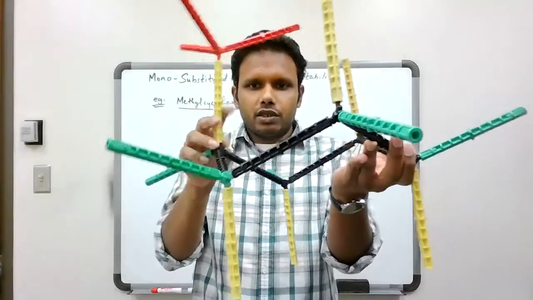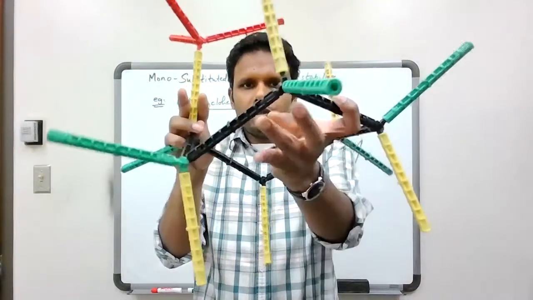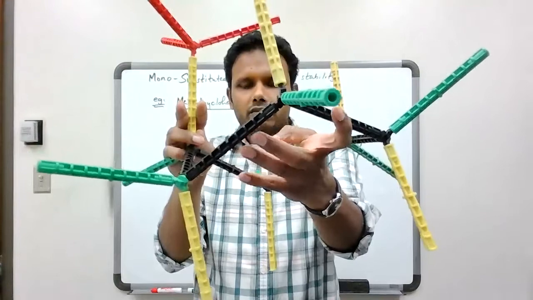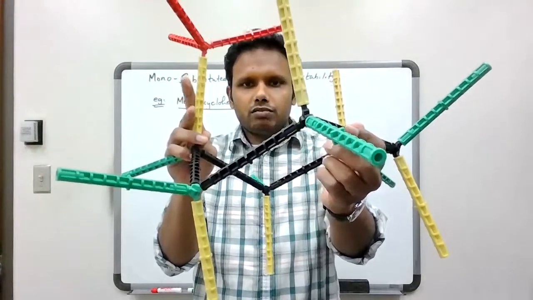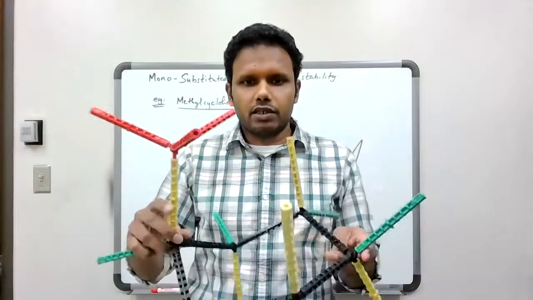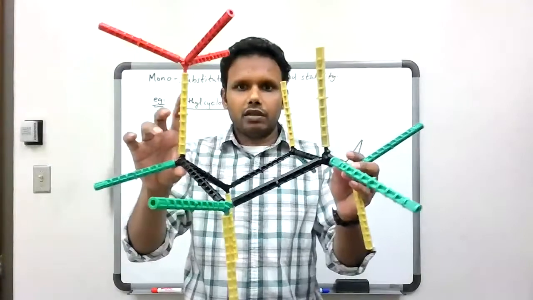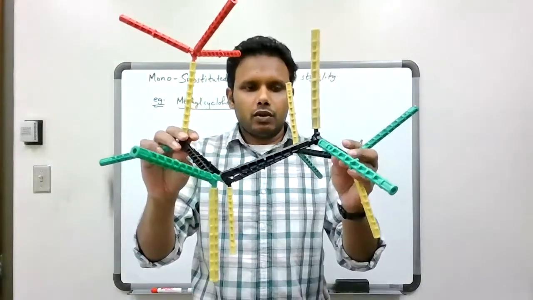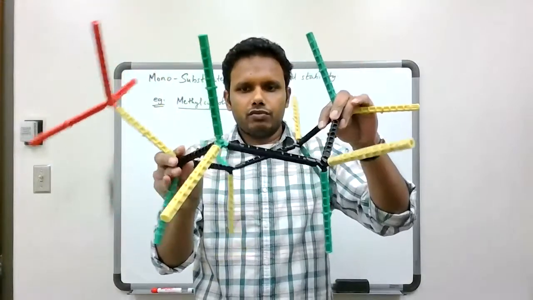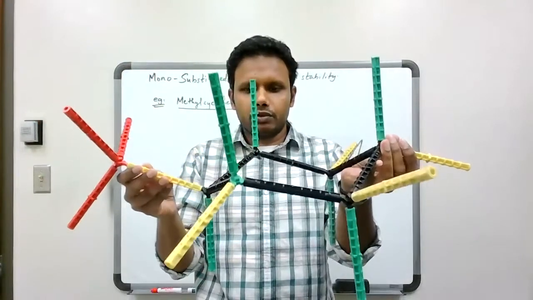So there is a Gauche interaction here, between this bond, the one that I'm touching with my fingers, and this bond. There's a Gauche there, and we've identified some 1,3 diaxial interactions here. So that's the conformation where the methyl group is axial. Now let's go to the other conformation, where the methyl group is equatorial.